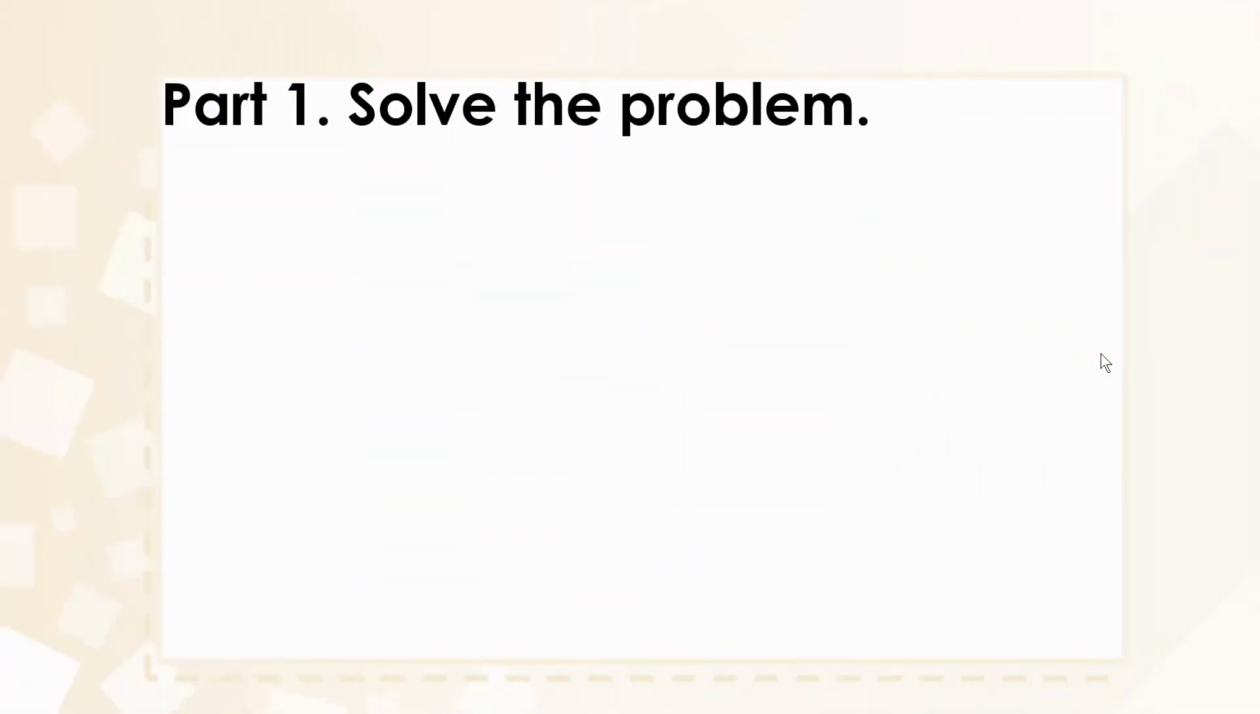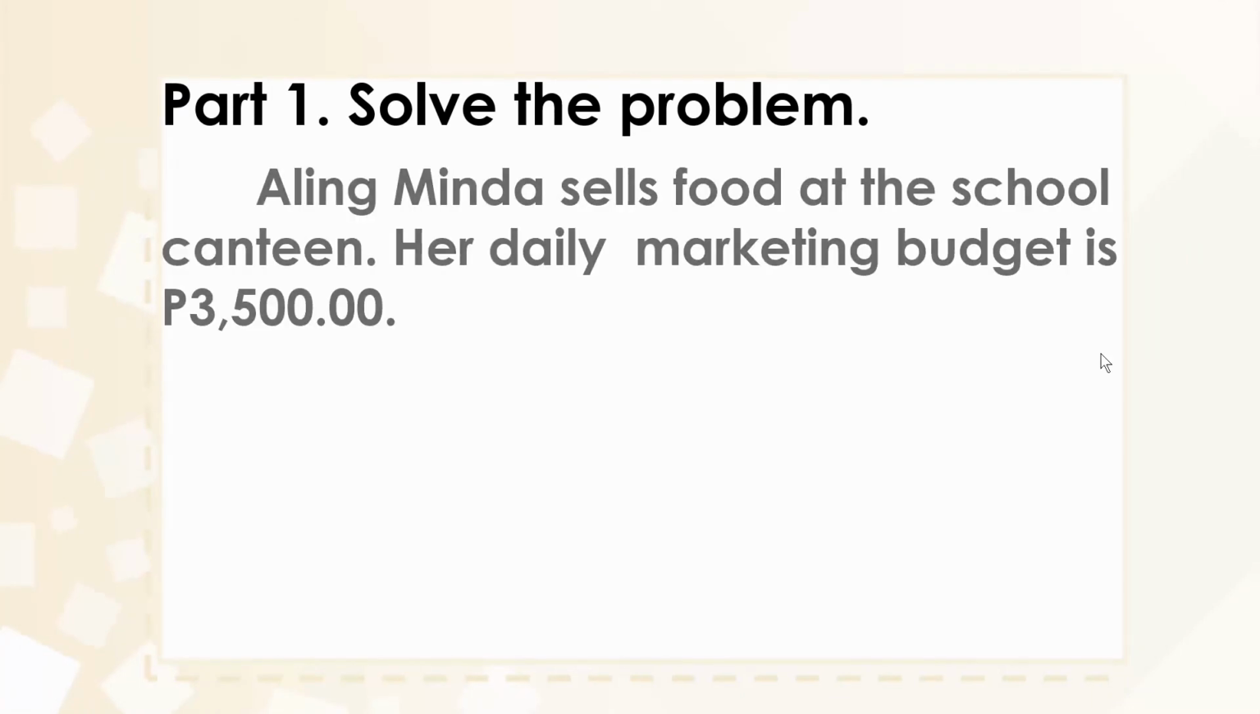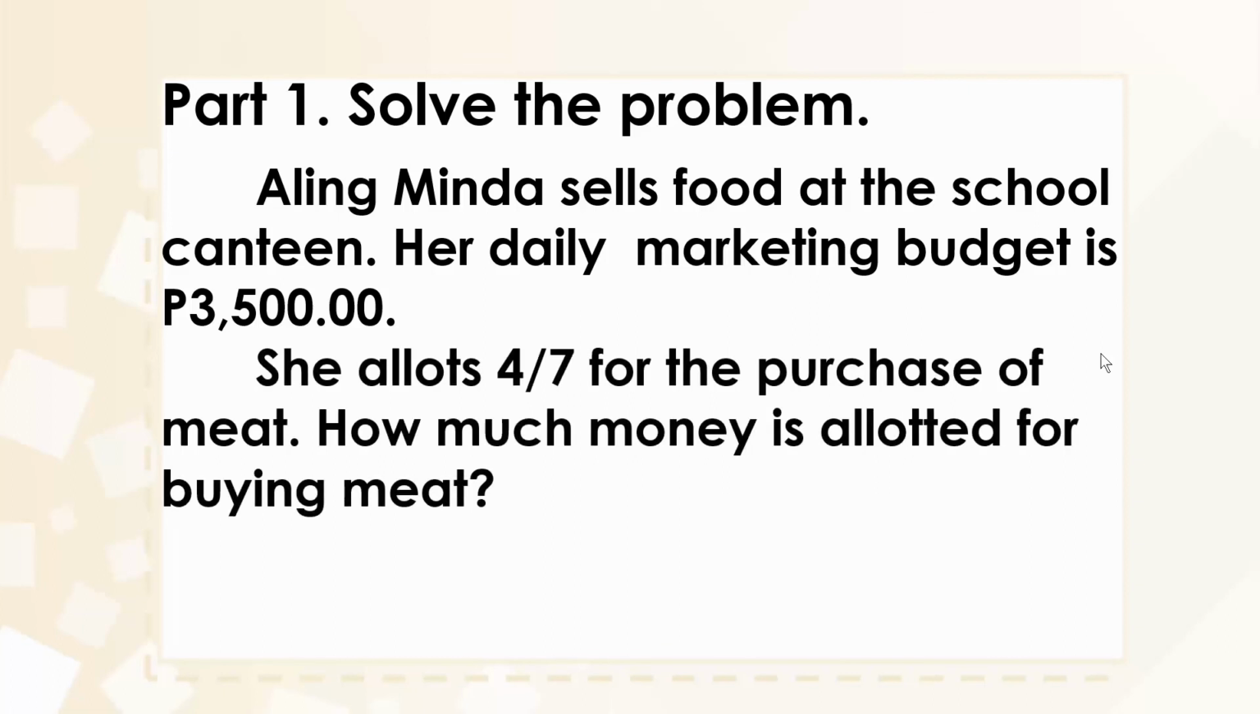Now let me challenge you more. Let's answer the following quiz. For part 1, solve the following problem. Number 1, Aling Minda sells food at the school canteen. Her daily marketing budget is 3,500 pesos. She allots 4,700 for the purchase of meat. How much money is allotted for buying meat?